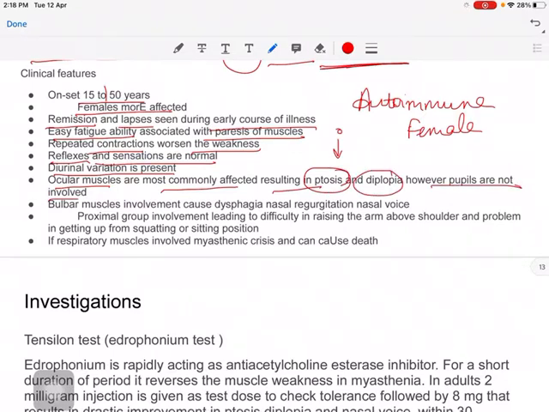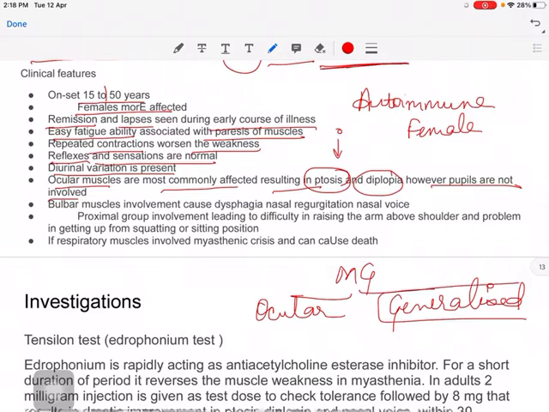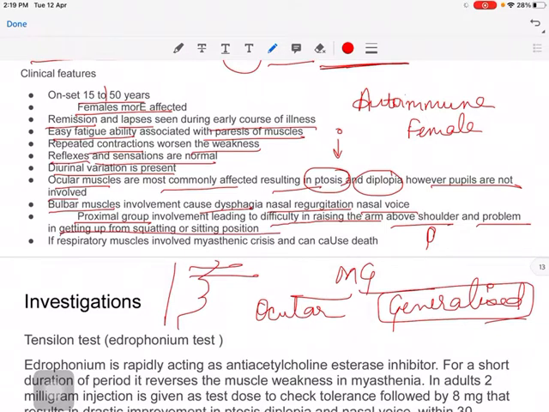Okay, so myasthenia gravis is of two types. First is ocular, another is generalized. Ocular means involving the eye, generalized means involving the whole body. Bulbar muscles. What are bulbar muscles? Muscles that are supplied by cranial nerves from the brain stem. They will cause dysphagia, nasal regurgitation and nasal voice. Now the proximal group of muscles lead to difficulty in raising the arm above the shoulder, and problem in getting up from squatting or sitting position.